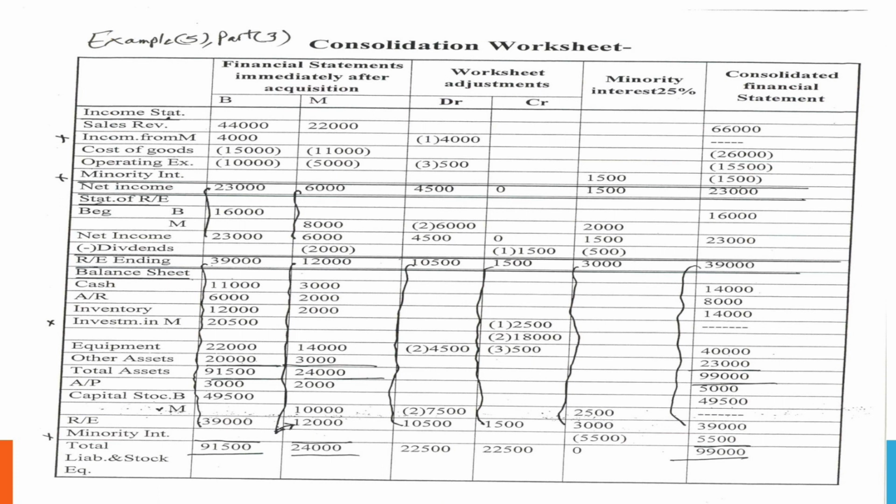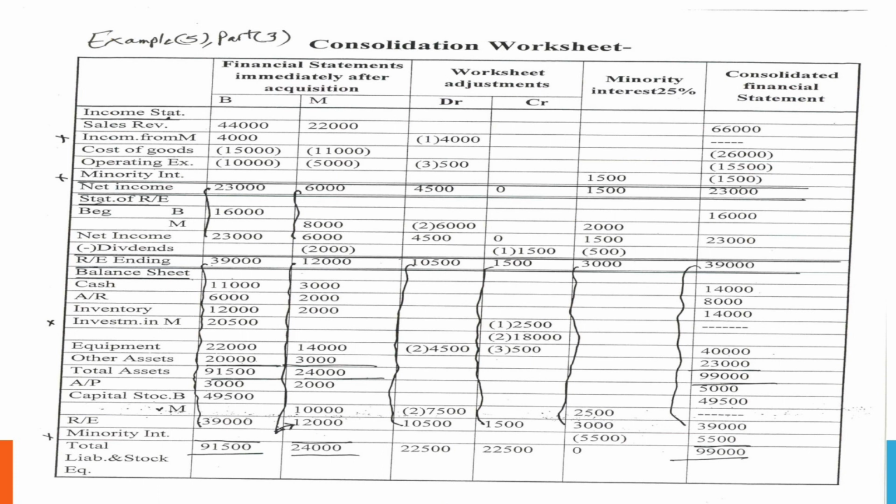And minus cost of goods sold. Cost of goods sold, company B first, 15,000, and company M, 11,000. Operating expenses, minus 10,000, and 5,000 for company M. Net income, 23,000 and 6,000. That's the same, this one here, 23,000 and 6,000.